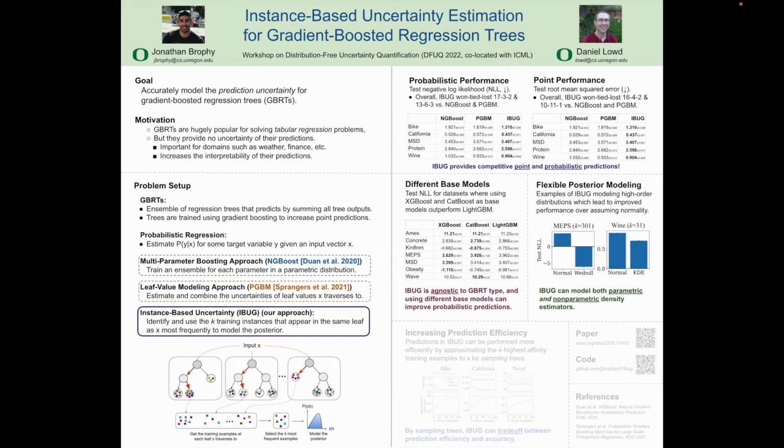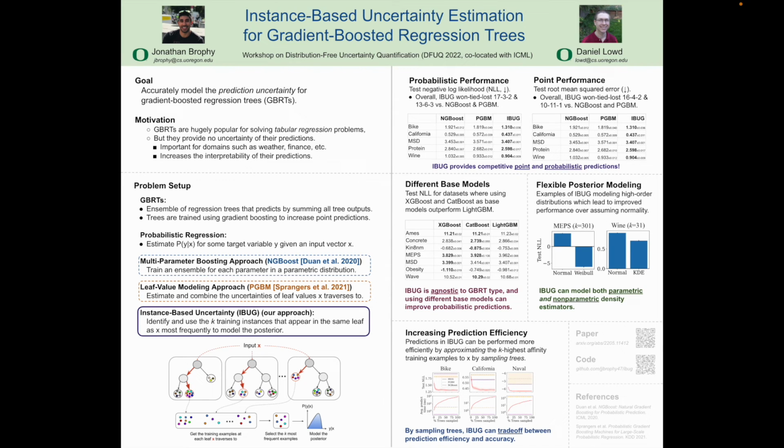One of the unique advantages of IBUG is its ability to model both parametric and non-parametric density estimators, since IBUG uses empirical samples to model the posterior. And we see here on the MEPS and WINE datasets that using a parametric Weibull distribution and a non-parametric KDE density estimator leads to significantly improved probabilistic performance compared to assuming normality.